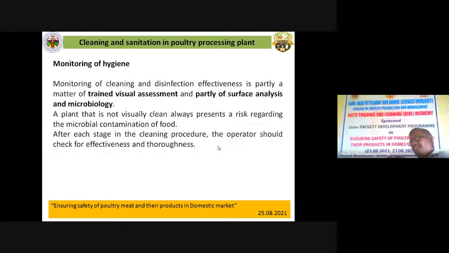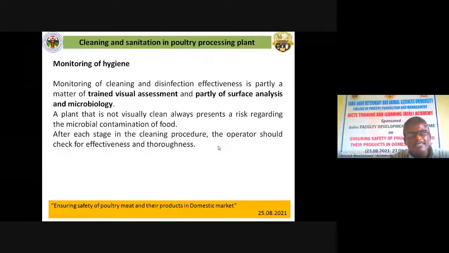So now we have seen different methods of application of cleaning as well as disinfectant agents. The final thing is the monitoring of hygiene. Once the cleaning and sanitation operation has been carried out, we have to periodically monitor the hygienic condition of the floor or food contact surface.